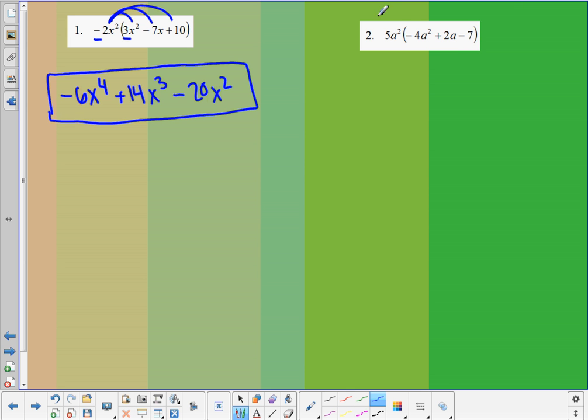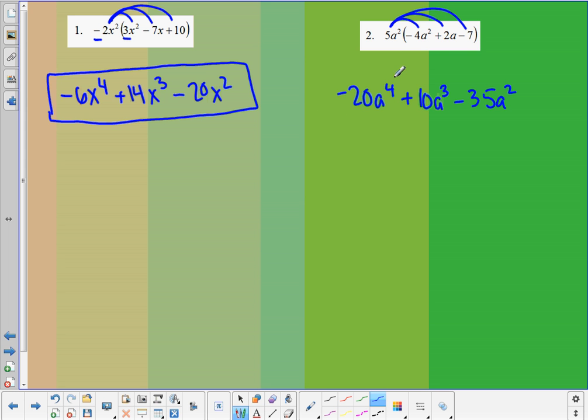Let's take a look at number 2. In number 2, I have 5a squared times the quantity of negative 4a squared plus 2a minus 7 in parentheses. So again, I need to distribute that 5a squared that's on the outside to everything that's on the inside. So I have 5 times negative 4, that's negative 20. A squared times a squared, that's a to the 4th. Then the middle term, 5 times 2 is 10, and a squared times a is a to the 3rd. And the last term, 5 times negative 7 is negative 35, and a squared stays the same.